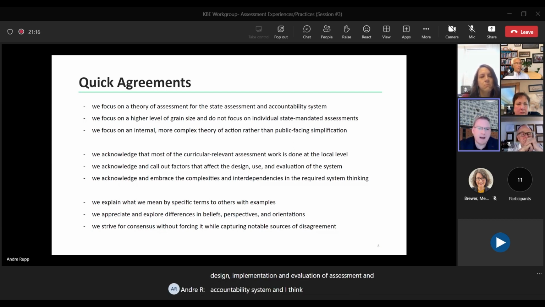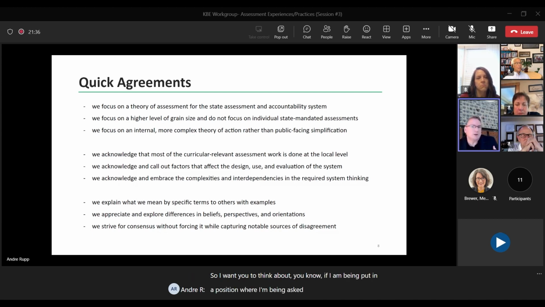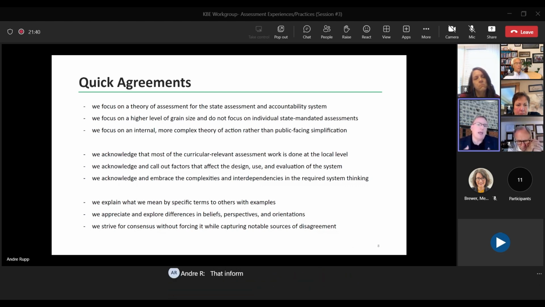I think every professional knows that, but when it comes to decision making, it's very hard to get to a point where we can convince ourselves that we can make an informed decision about something. And that means different things to different people. So I want you to think about, if I am being put in a position where I'm being asked to make a decision, what do I need in order to feel like I can make that in an informed way? And it's honoring the complexities of the system. So I want us to agree on that, hopefully.